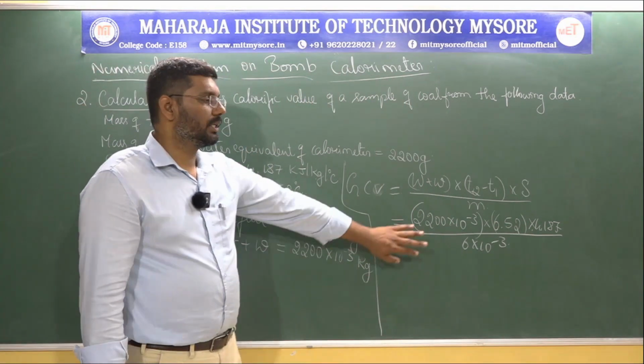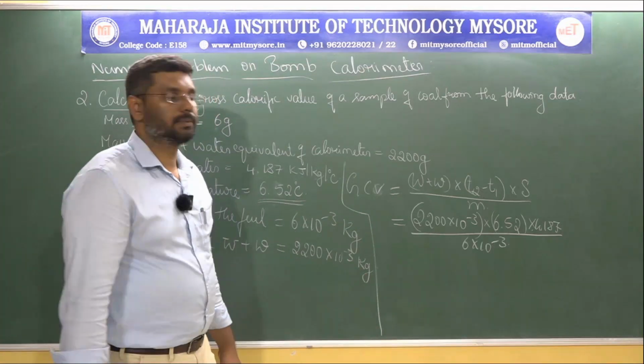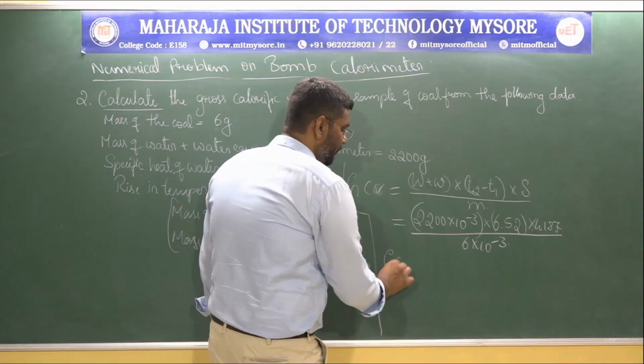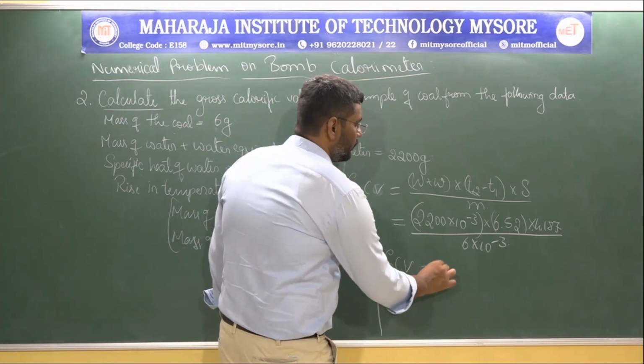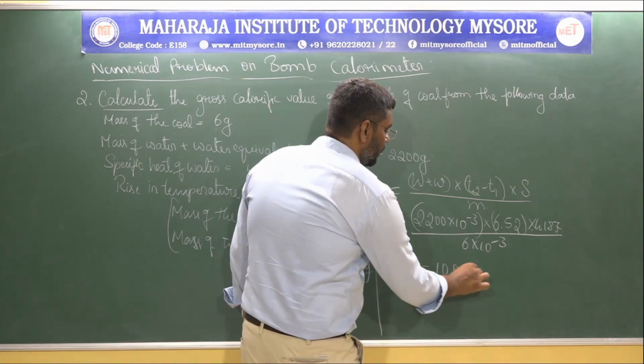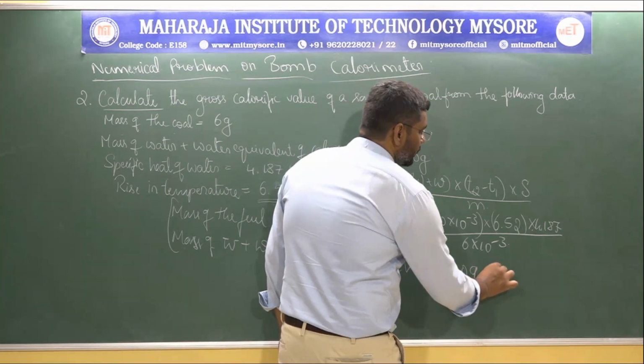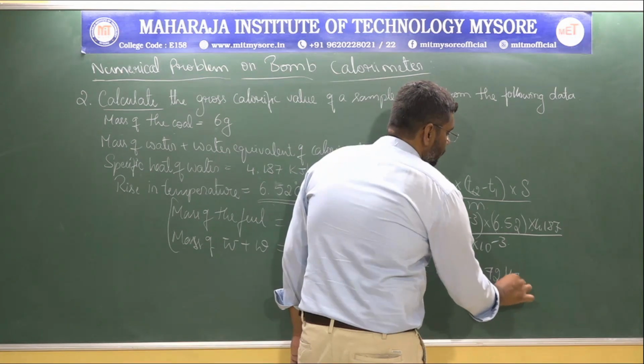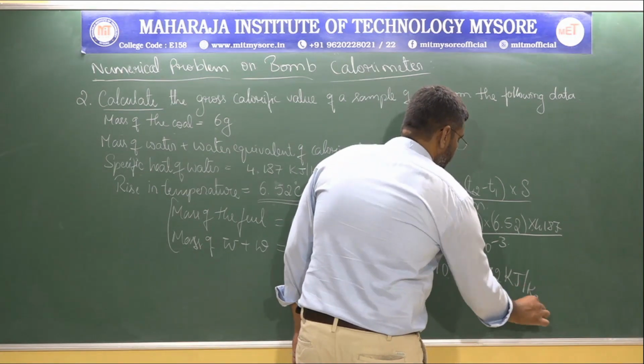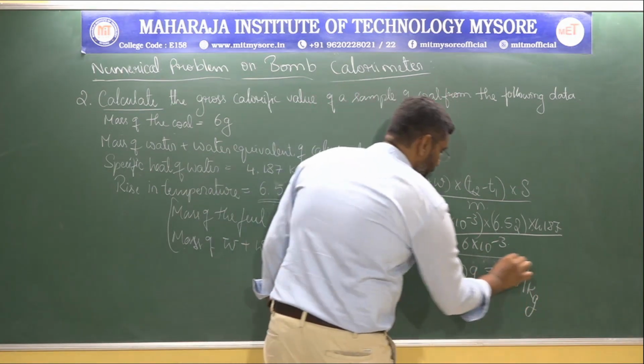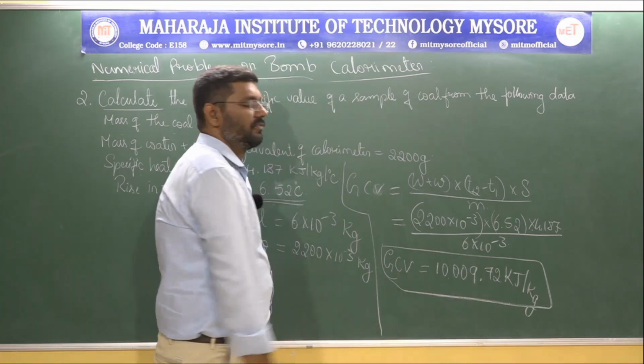Okay, so after writing all this given data into the expression, if you simplify this, you will end up with the answer, that is 10,009.72 kilojoules per kg as the final gross calorific value after simplification.